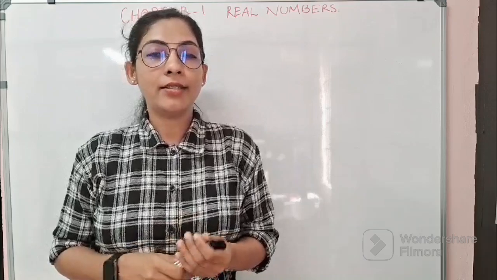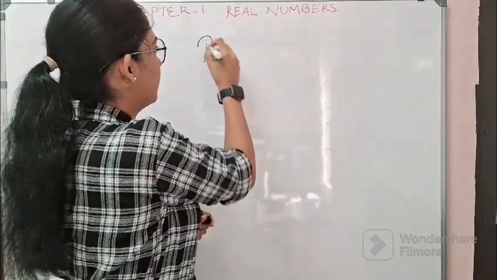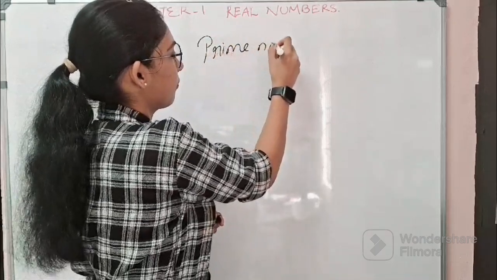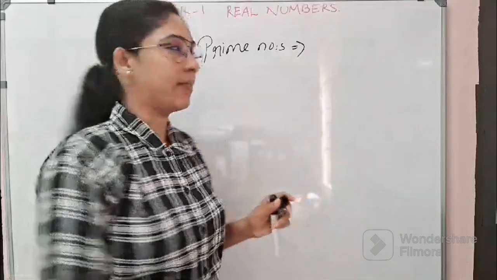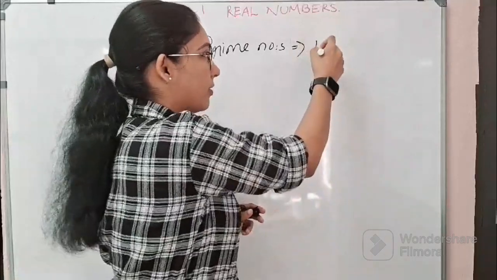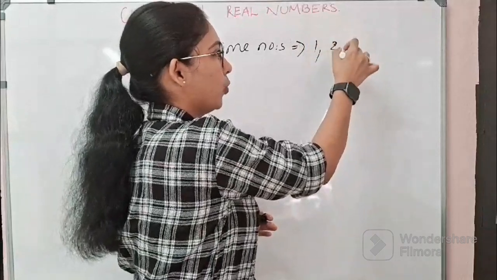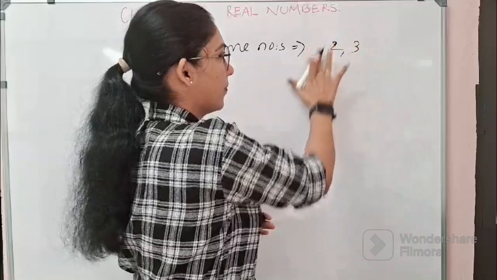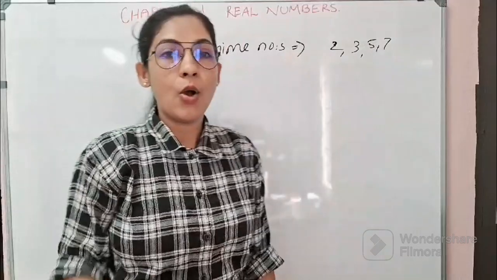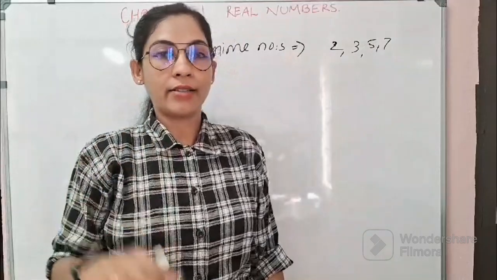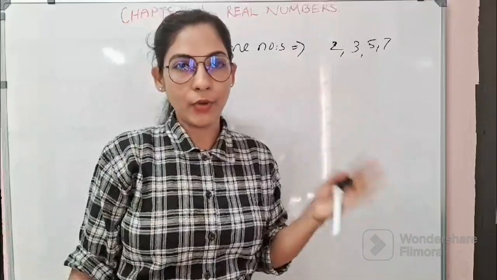And the next topic is prime numbers and composite numbers. What is a prime number? Simply says, a prime number has only two factors. That is the first factor is 1 and the second one is the number itself. For example, 2, 3, 5, 7. These are some prime numbers. All prime numbers have only two factors. First one is 1 and the other is the number itself. These are prime numbers.